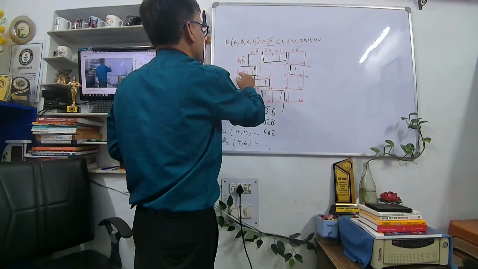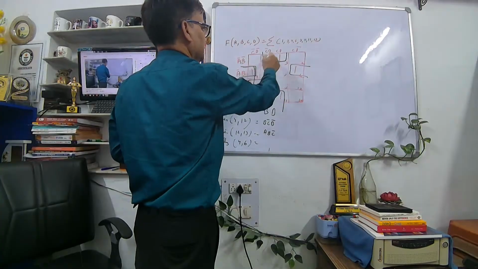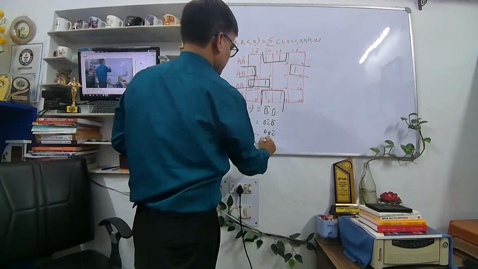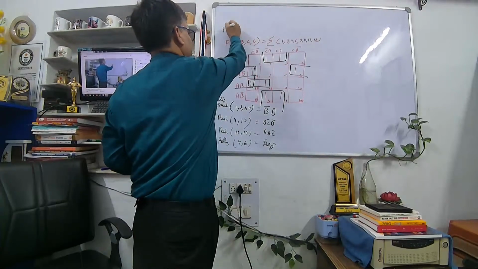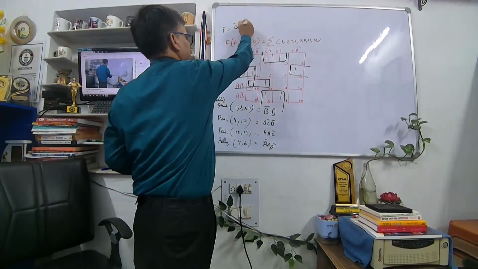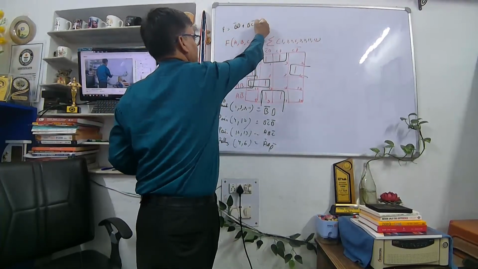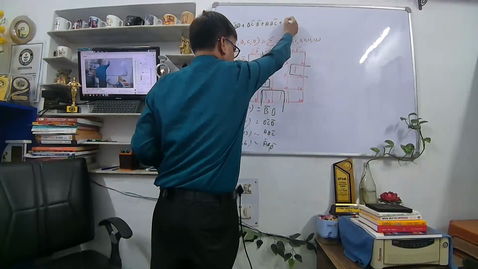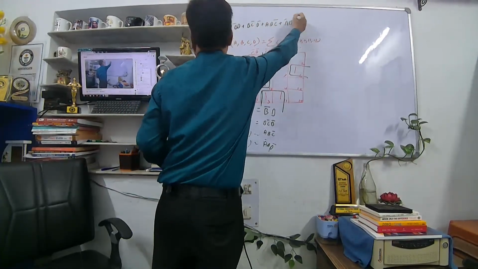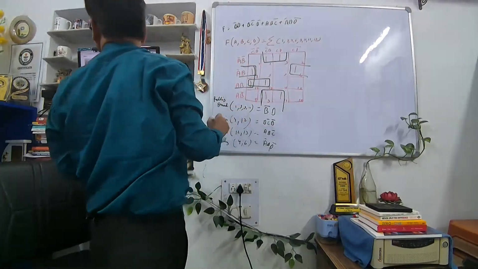So it will be A bar, B, and again C bar cancel D bar. A bar, B, D bar. So we will have final F is equal to B bar D plus B C bar D bar plus A B C bar plus A bar B D bar. Right? So this is the way we can get the values.